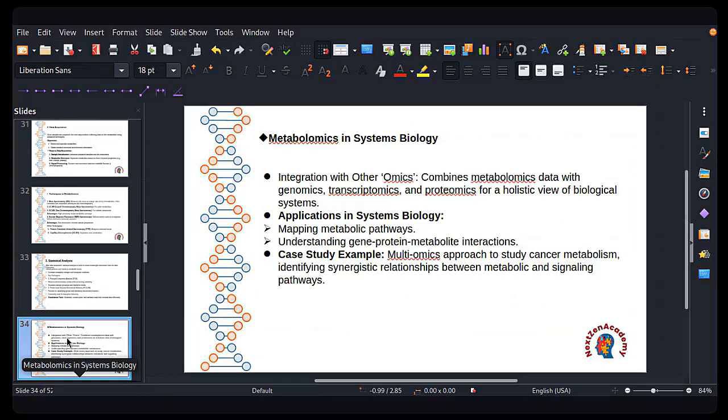Metabolomics and systems biology. Integration with other omics means combining metabolomics data with genomics, transcriptomics, and proteomics for a holistic view of the biological system. So we are combining the results now, right? Application in systems biology is mapping metabolic pathways and understanding gene-protein-metabolite interaction. Okay, a case study example is a multi-omics approach to study cancer metabolism, identifying synergistic relationships between metabolic and signaling pathways. Understood?